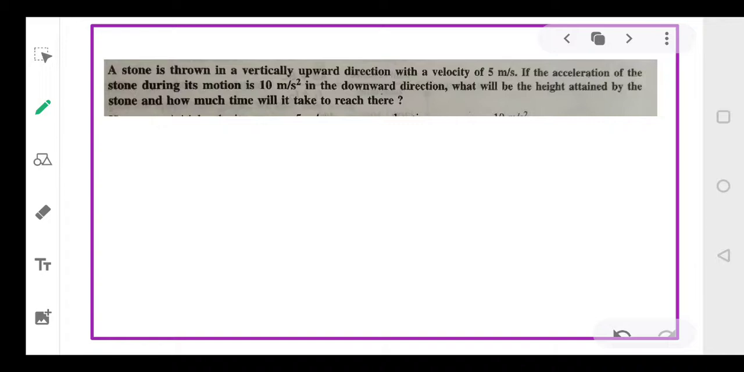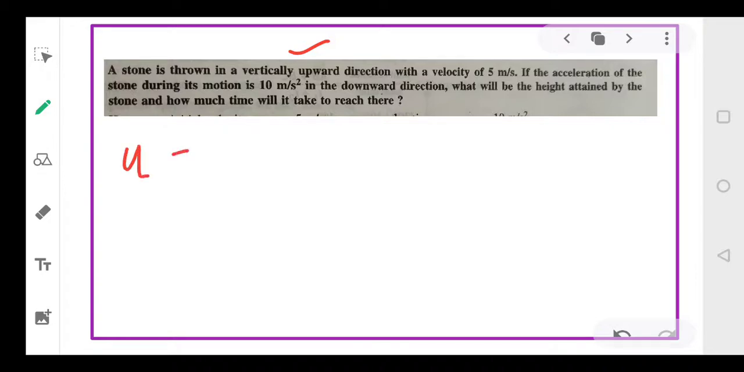A stone is thrown vertically upwards with a velocity of 5 meters per second. If the acceleration of the stone during its motion is 10 meters per second square in the downward direction, what is the height attained by the stone and how much time will it take to reach there? Now just write down what is given. What is given here?